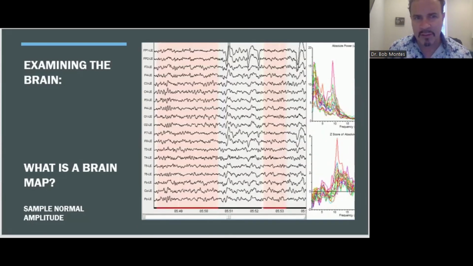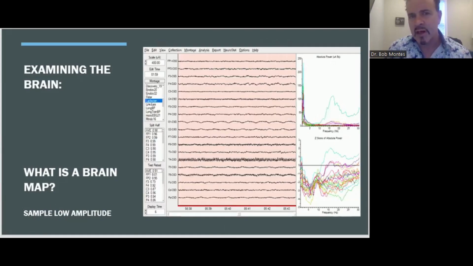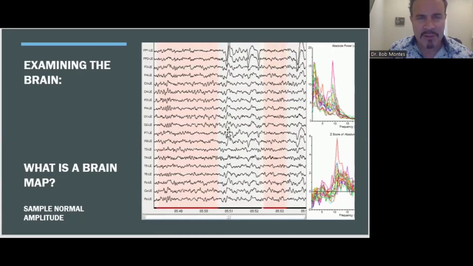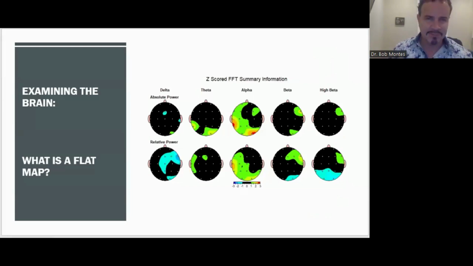So here's a normal frequency, and this is what we refer to as low amplitude, or what we call sometimes flatlining. And when people have a lower amplitude in their frequencies, it's coupled with problems that occur in relation to that. So because this is very confusing data for the average person to understand, the next step is that we take all of the data, pull it together, and we put it into what is called a flat map.